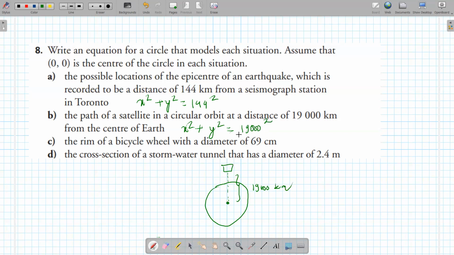We don't know what that is. It's going to be a big number. We don't care about it. You can leave it in this form as well.